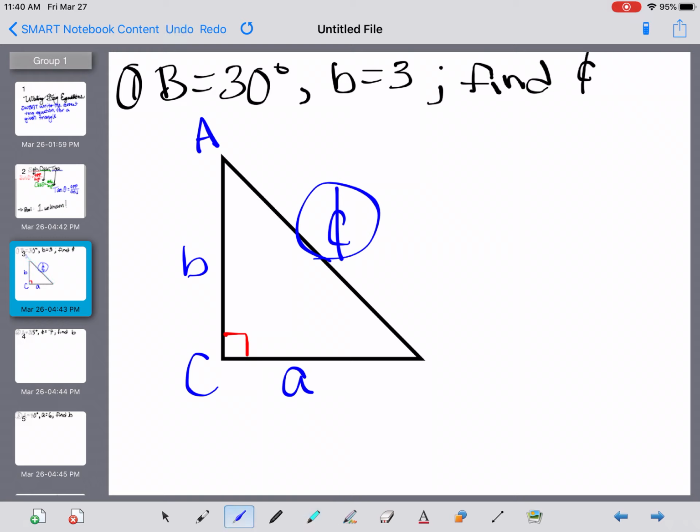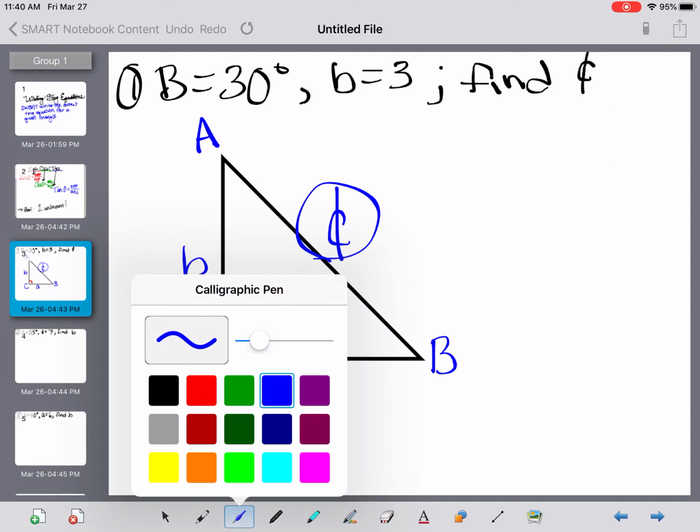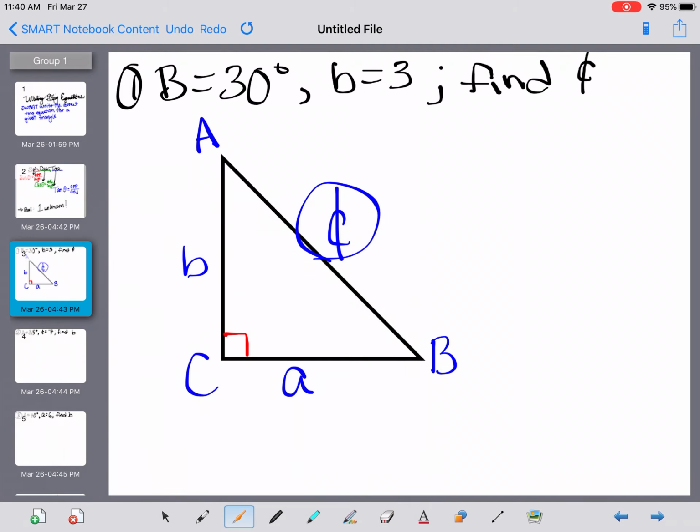Now we need to label angle B. Angle B is opposite side B, so that puts it right here. And again, if I were to show you what angle B is made up of, it's not made up of side B. It's made up of side A and side C, not B. So that's how we can also find the opposite side that way. All right, now that we have this triangle labeled correctly, this is going to be how we're going to label all of our triangles.